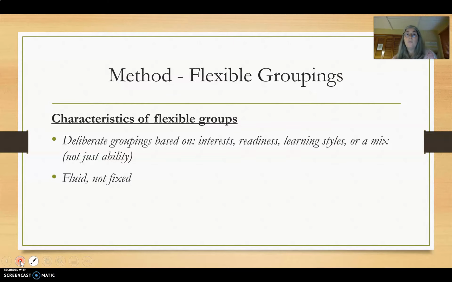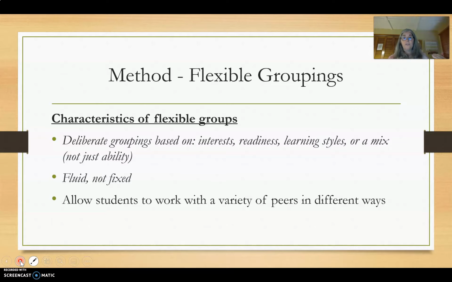So what a great way of trying to reach all of your students. Also, by using flexible groupings, your students get to work with a variety of peers, not just the same peers over and over again. And you also want to make sure that you're not labeling your students in any way that makes them feel bad about themselves, which is why they suggest using colors or animals, something like that.